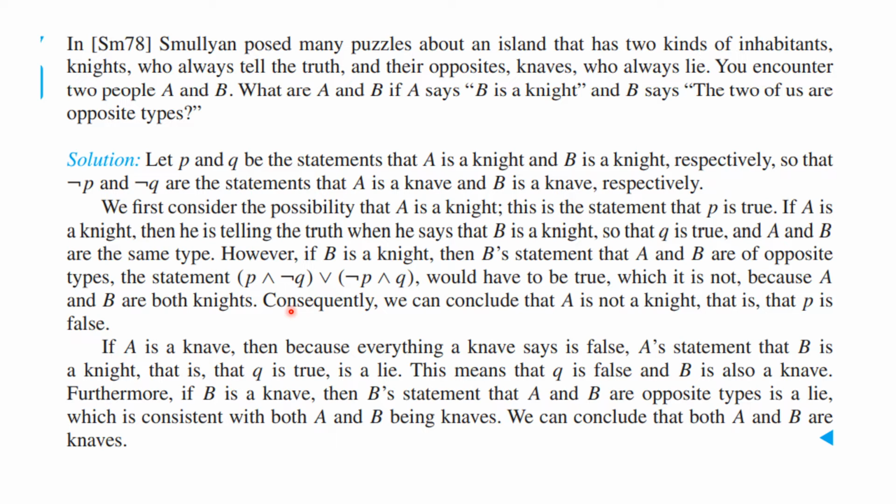Now, if A is a knave, which we've figured out that he is, then everything a knave says is false. So A's statement that B is a knight, that is, Q is true, is a lie. So if Q is true is a lie, that means that Q is false and that B is also a knave. Further, if B is a knave, then B's statement that A and B are of opposite types is a lie, which is consistent with both A and B being knaves. So we conclude from this analysis that both A and B are knaves.